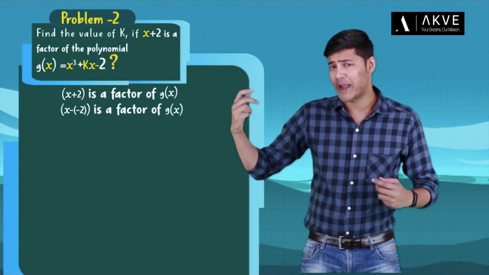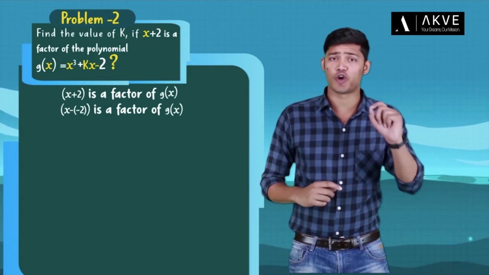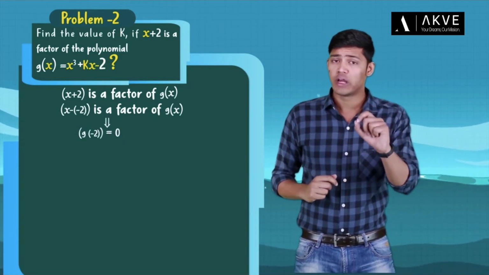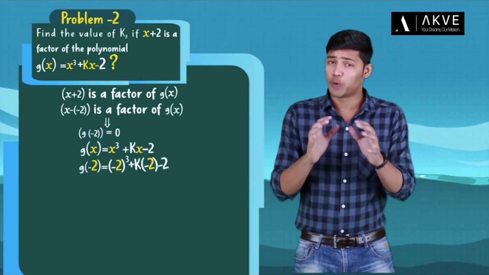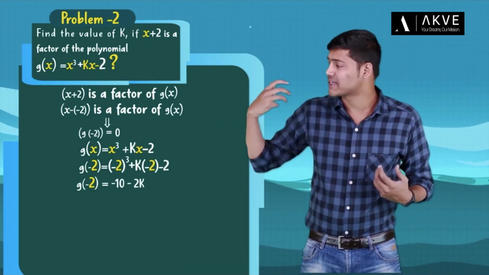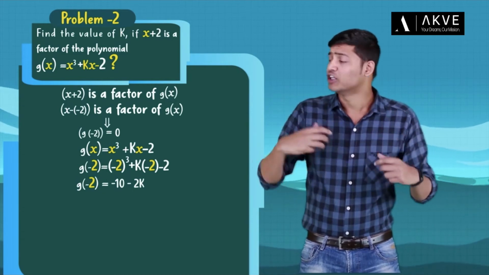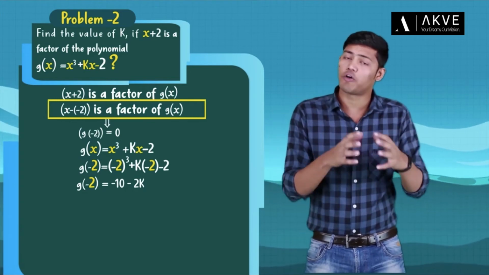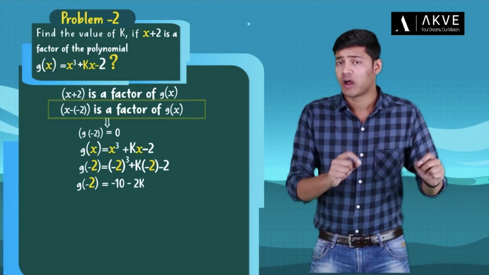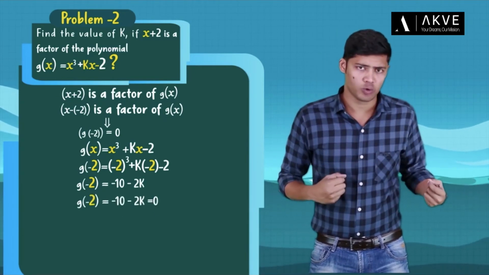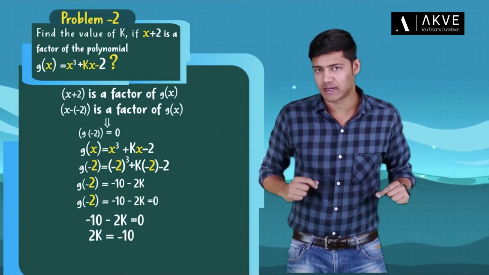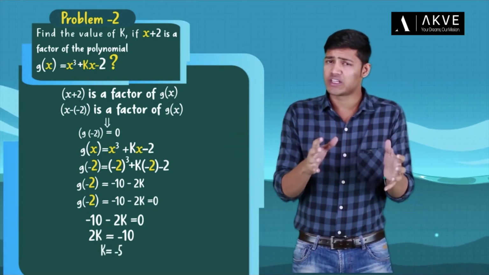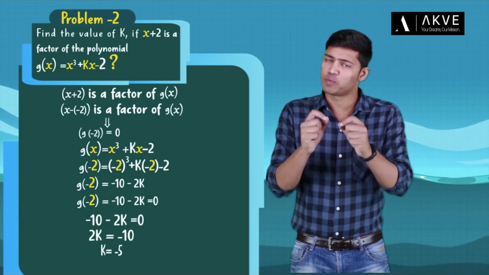Since x minus of minus 2 is a factor of the polynomial g of x, by the factor theorem g of minus 2 must be equal to 0. So if we calculate g of minus 2, we will get g of minus 2 equal to minus 10 minus 2k. And this should be equal to 0 since x minus of minus 2 is a factor of the polynomial g of x. So minus 10 minus 2k equals 0, which implies 2k equals minus 10, and finally k equals minus 5. Therefore, the value of k, which is the coefficient of x, is equal to minus 5.